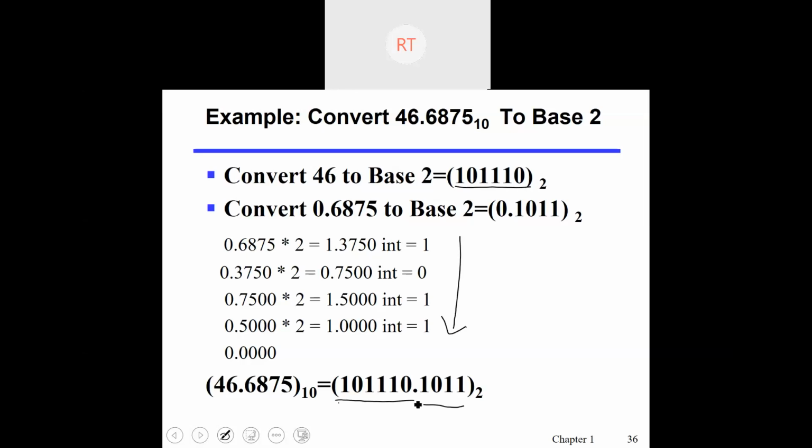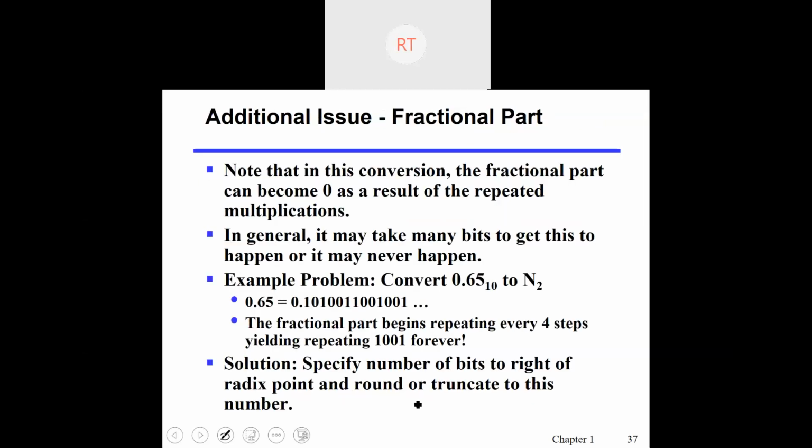So how many times do you have to multiply? When do you stop? When it becomes 0. Yes, when the decimal part becomes 0. Okay? So for the fractional part, you have to specify, because sometimes it does not become 0. Okay? So it keeps on repeating, see?